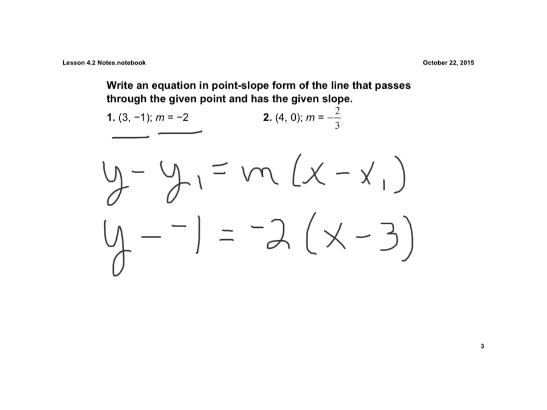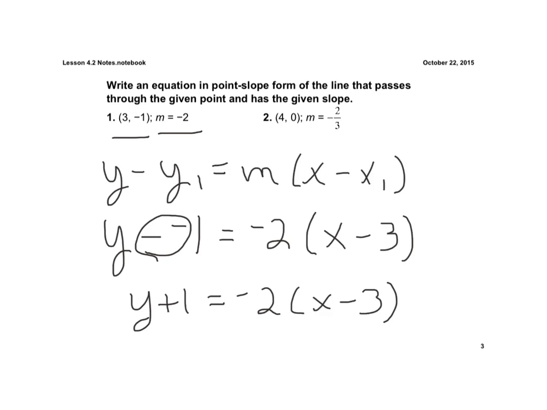The only thing we would do to simplify this is we usually never leave the double negative, so we'd write it as y plus 1 equals negative 2 times the quantity x minus 3. And now that's considered point-slope form. I'm going to erase this before I do example 2, so if you want to get this down, pause it, and then I'll start example 2.